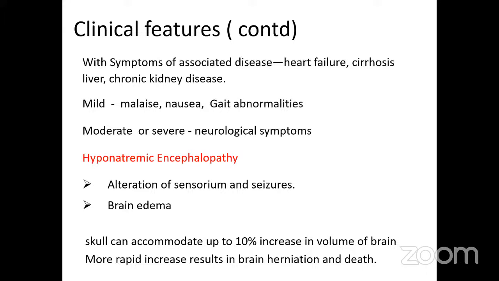The patient can present with symptoms of associated comorbid illness. In heart failure, the patient may be dyspneic, may have a raised JVP, and may have pedal edema. The patient may have features of cirrhosis of liver like ascites, or may not be taking any food due to anorexia of chronic kidney disease.